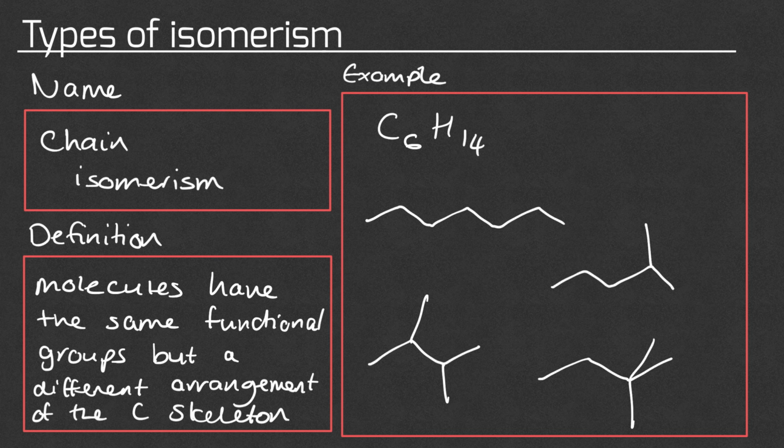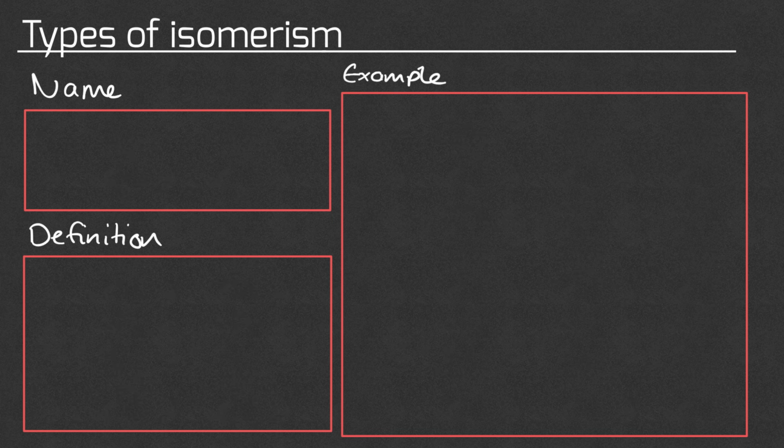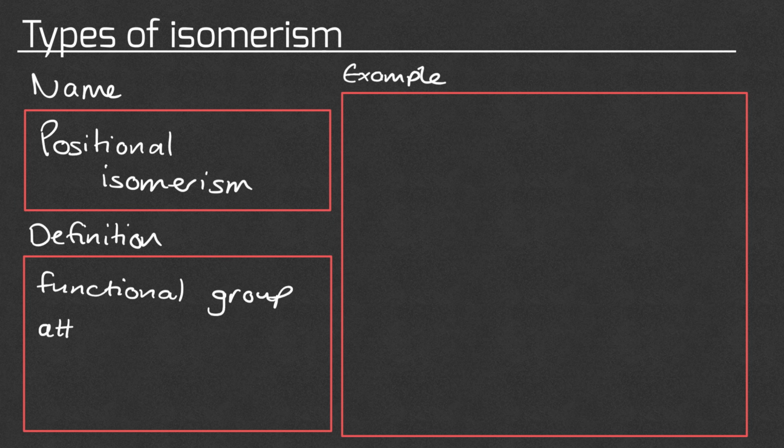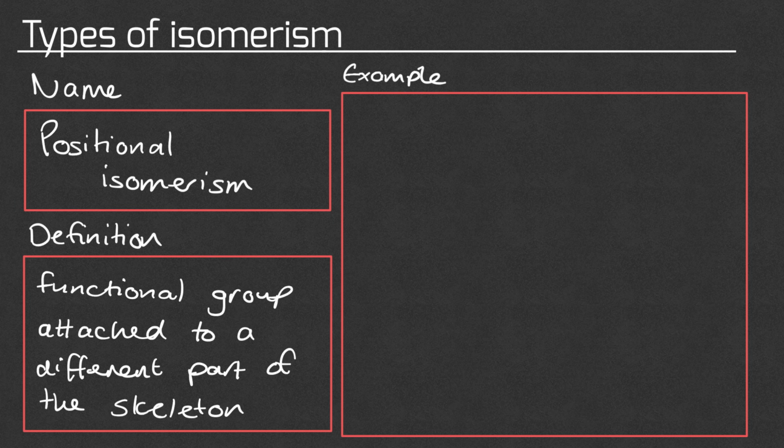We're going to have a look at another kind of structural isomerism now. So positional isomerism is a different kind of structural isomerism. It is where the functional group is attached to a different part of the same carbon skeleton. So we're not going to change the carbon skeleton this time. If it was a straight chain of 6, it will still be a straight chain of 6. We're just going to move the functional group around within that carbon skeleton.